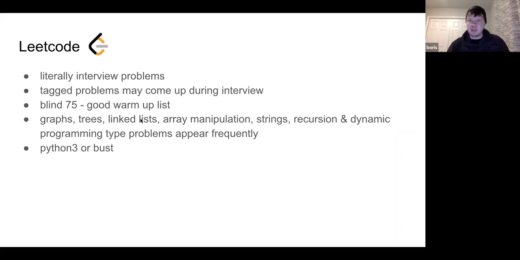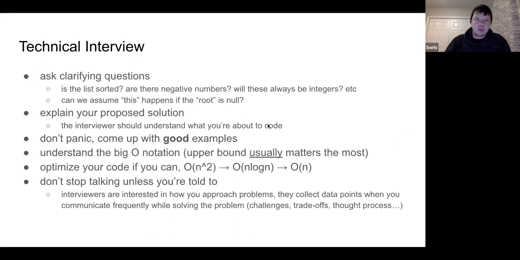Also, it's personal preference, but I would say Python 3 or bust for interview questions. It's probably the best language, as everybody understands it. It's fast to write, and in my opinion, is just a good language that you can use.